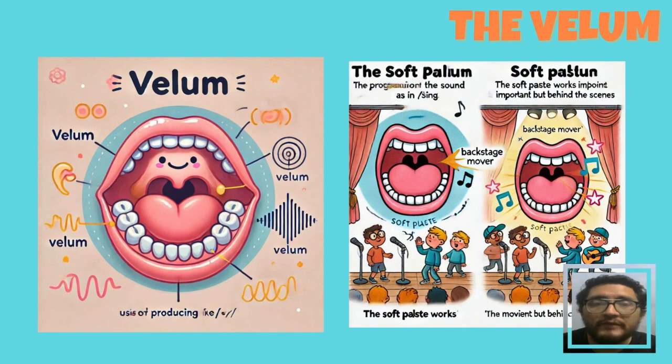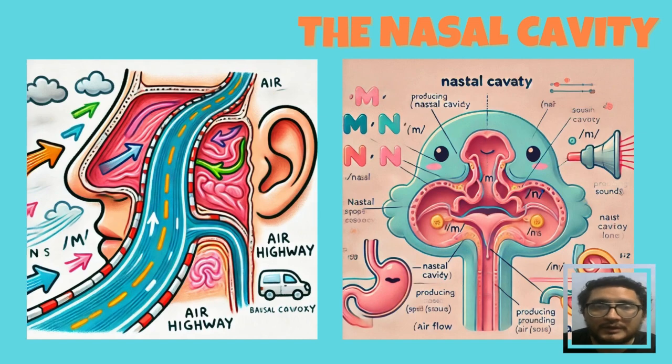Now it's the turn for the velum. Say sing and feel how your soft palate moves with the NG. It's like a backstage mover. And for this video, the last one is going to be the nasal cavity. That is our air highway. When you say M or N, the air flows through your nose. Can you feel it?